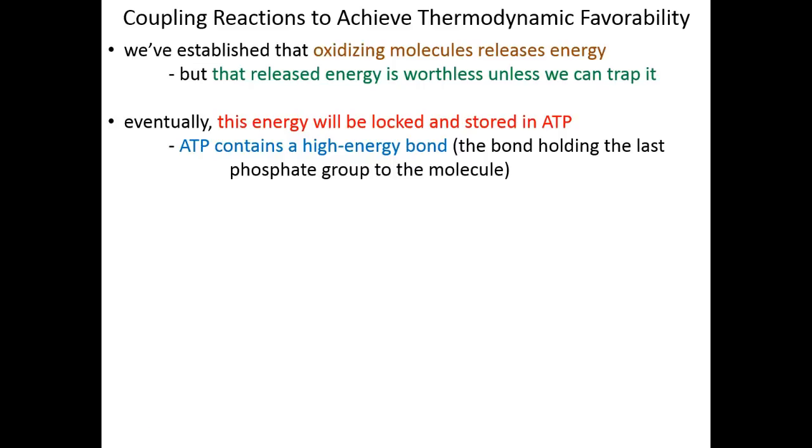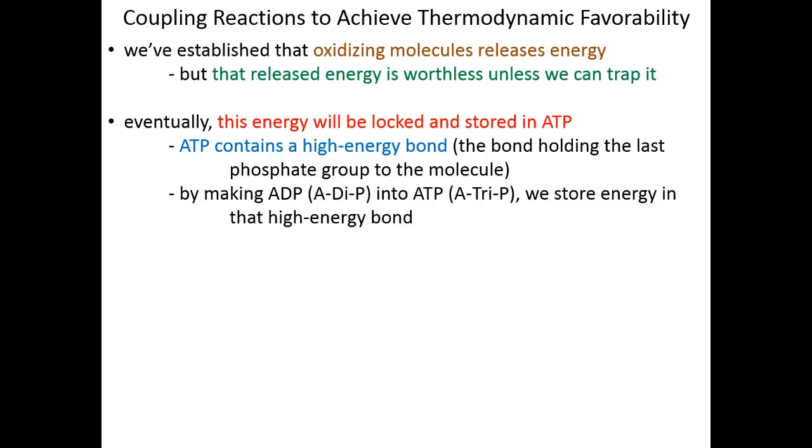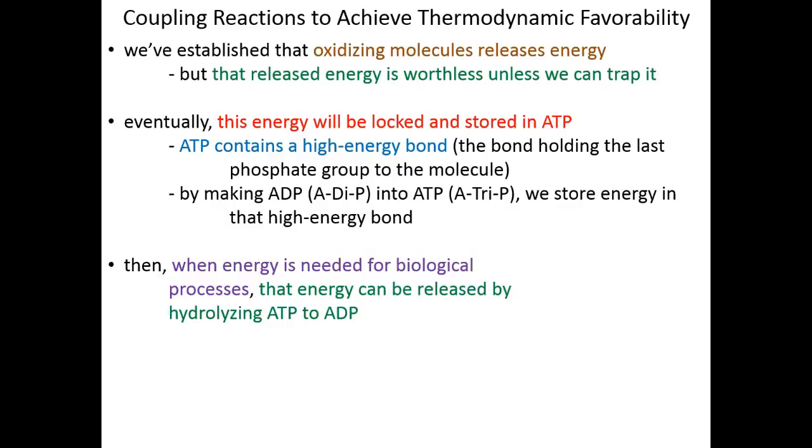ATP contains a high energy bond. When we break that bond, we'll release the energy. That's all fine and good. But we need to take the building blocks of that. We need to take ADP, adenosine diphosphate, and add a phosphate to it to create adenosine triphosphate, and that's how we will store energy. Therefore, once we've made ATP, once that energy is needed for some type of anabolic biological process, once we need to build something, we can just release that energy from ATP by cleaving or hydrolyzing that last phosphate and creating ADP and energy.